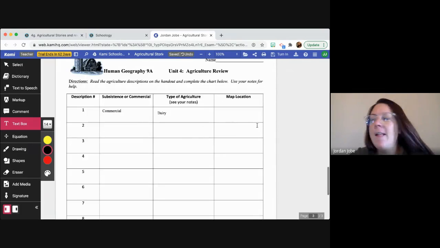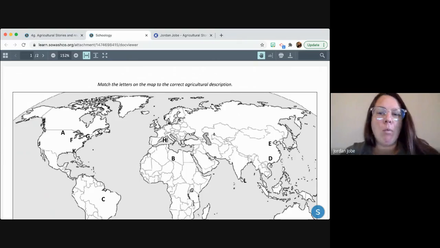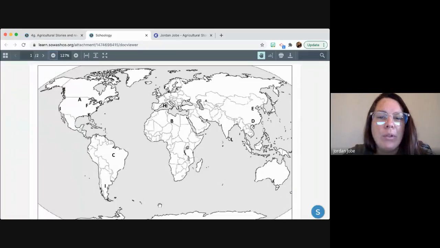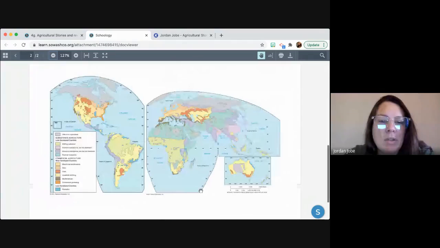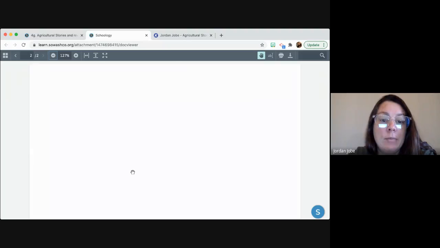Okay. Then I take a look at my map. So the map location is going to be probably the hardest part of this assignment. Okay. So here's my overall world map. And I've got to figure out, where in the world does dairy farming take place? If I scroll and look at this map, well, maybe if it'll load.